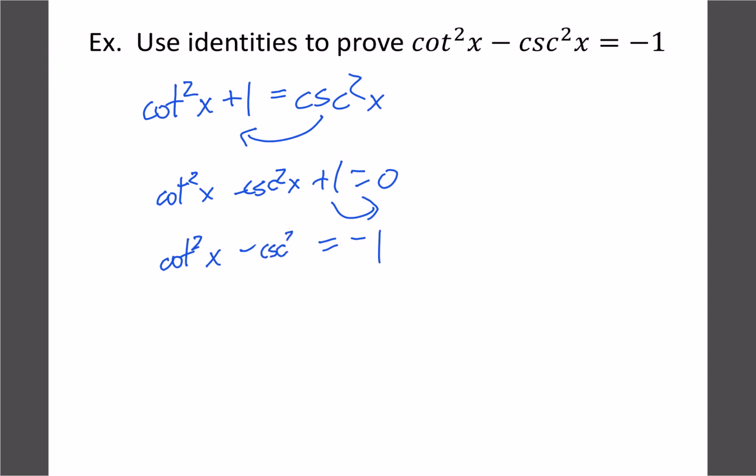So that's the simplest way to do that one. There's other options. You could try switching things to tans and so on. There's lots of different choices for this one. So I would say that's the easiest way. Just rearrange that simple equation and you're done.